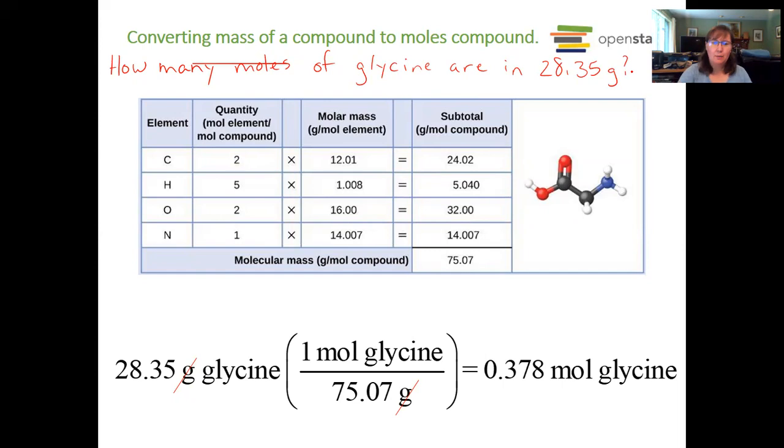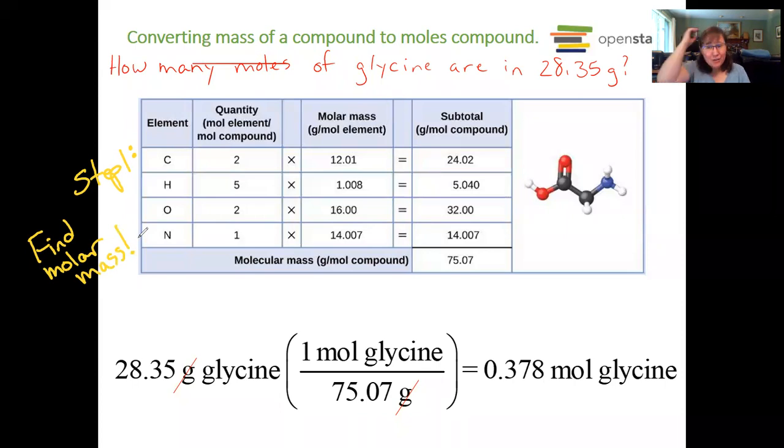Our problem might look a little bit like this. And so here we go. Here is our step 1. The step 1 for this problem is find your molar mass. And interestingly enough, if you're not sure where to start a problem, just start by finding a molar mass.